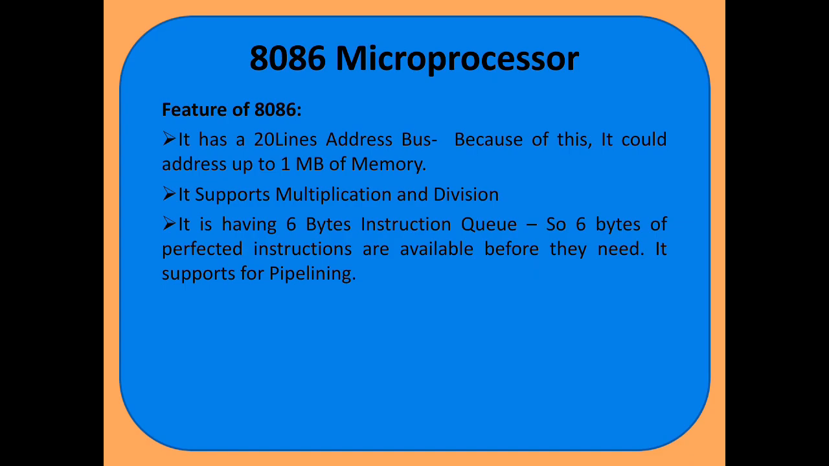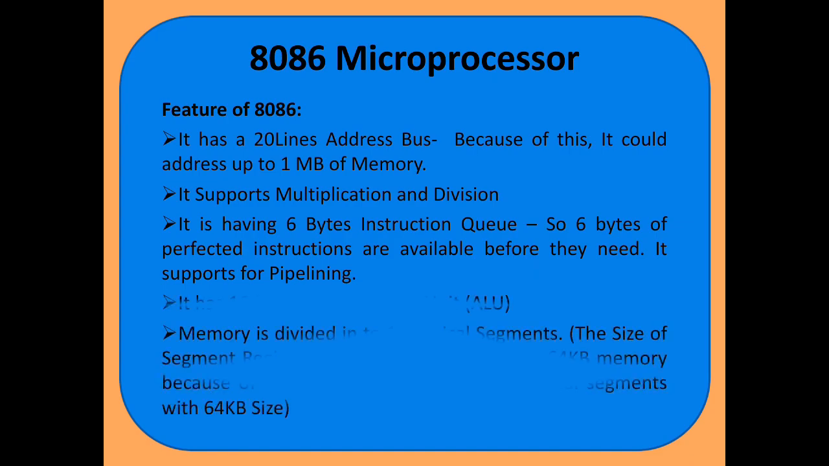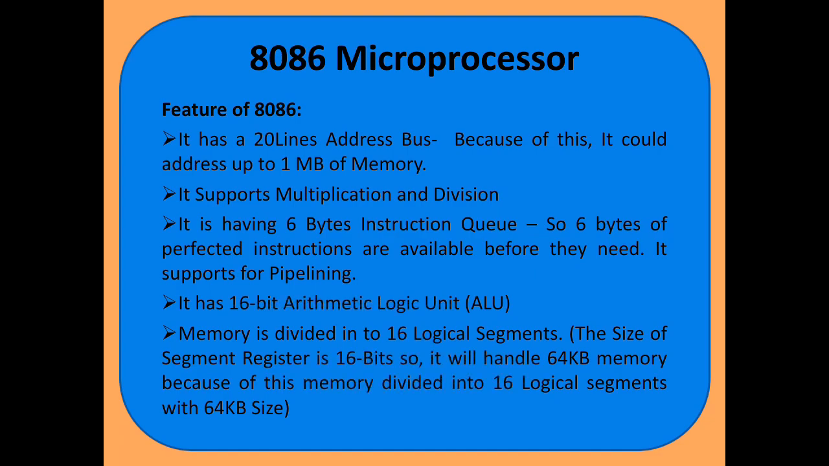This 8086 has a 6-byte instruction queue. This queue operates according to the principle of first in first out. The function of this instruction queue is that it can load pre-fetched instructions. For that reason, we have a chance to implement a pipelining processor.